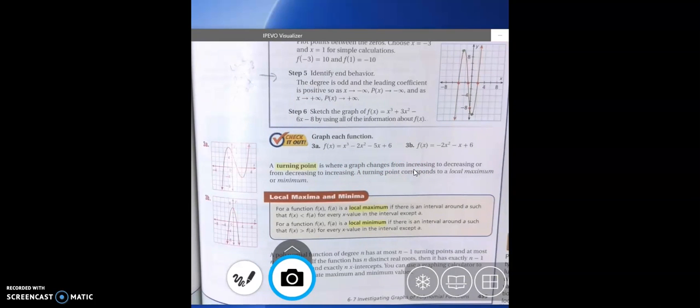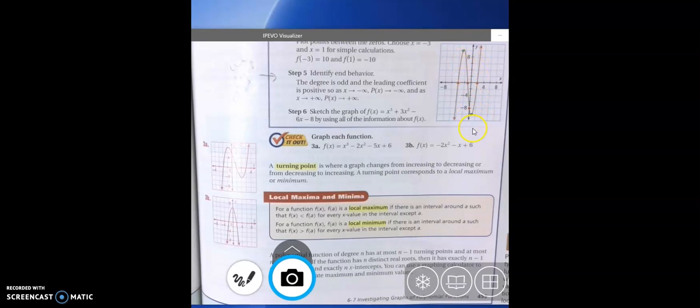So what is a turning point? A turning point is where a graph changes from increasing to decreasing, or from decreasing to increasing. A turning point corresponds to a local maximum or minimum. So if I look back up at this graph here, I have a turning point here. See how from left to right, we start up here, we're increasing, and now we turn, and now we decrease. And then we have another turning point where we were decreasing, but now we're going to increase again. So I have two turning points here.